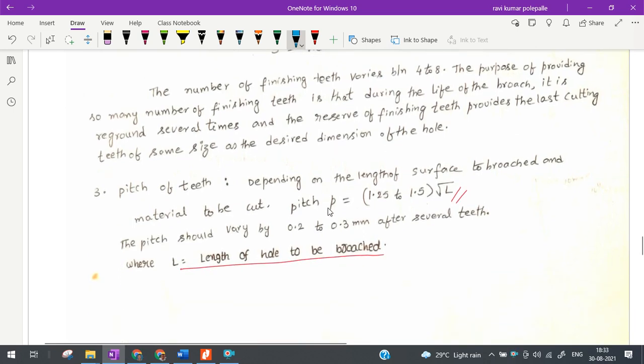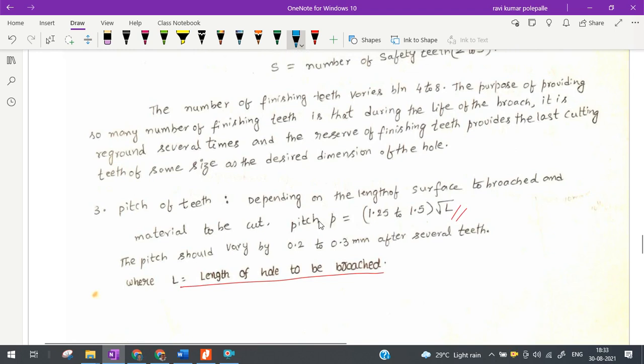Next, pitch. Pitch of the teeth is taken as 1.25 to 1.5 times root L. So this is an empirical formula. So the formula has been arrived at based on observations or rather experience.